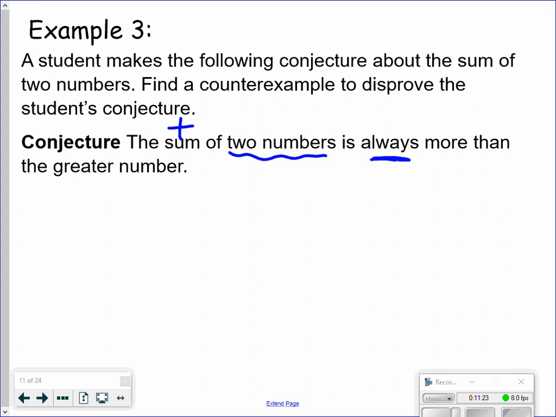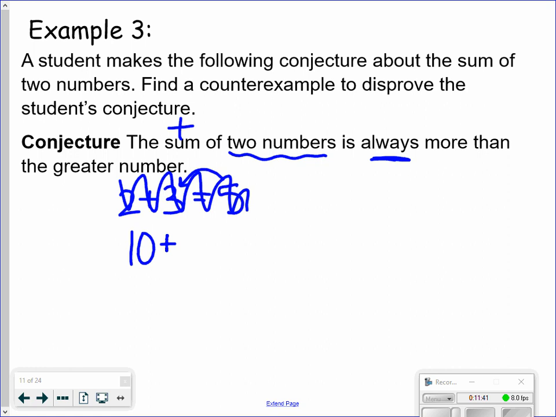Okay. So for me, I'm thinking about, let's think about numbers. If I do the sum of 2 plus 3, this is always, in this case, greater than the larger number. 5 is greater than 3. That did not prove that person wrong. They're still right. Okay, so then you pick another one. Maybe you pick 10 plus 3. Well, that's 13. 13 is bigger than the greater number here. 13 is bigger than 10. So that also didn't work. So let's think about something else. What about 0 plus 1?